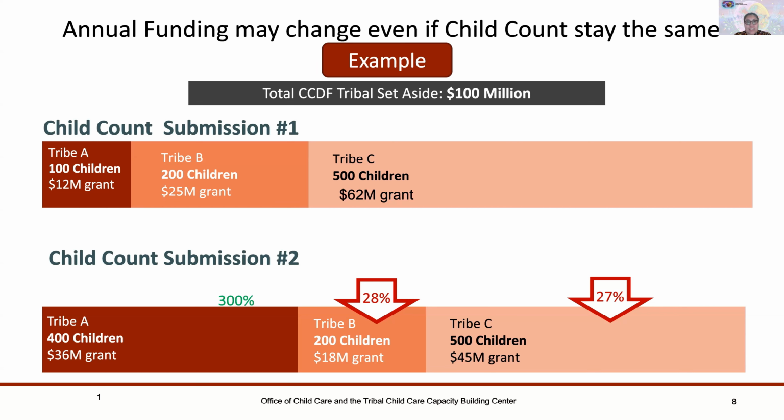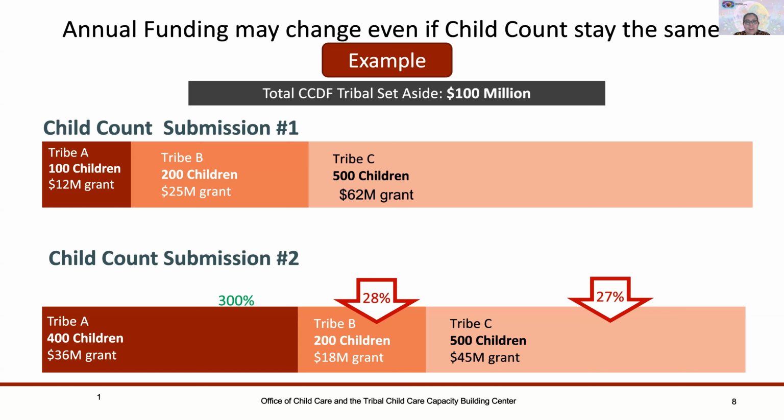Let's imagine in child count submission number 2, that second row there, that in the next plan cycle, the same 3 tribes submit their child counts. In this example, Tribe A actually increased their child count, and so they submitted a child count totaling 400 children, which represents a 300% increase in child count numbers, and that results in a $36 million grant for CCDF, okay?